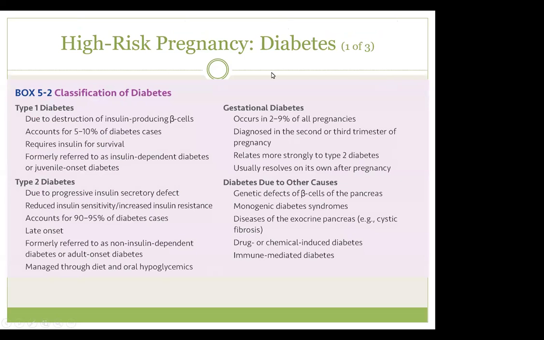Now, high-risk pregnancy, diabetes. So there's different classifications of diabetes. We know type 1, type 2. Those are pretty chronic, very well controlled, easily controlled. But then there's gestational diabetes. It occurs in 2 to 9% of all pregnancies.